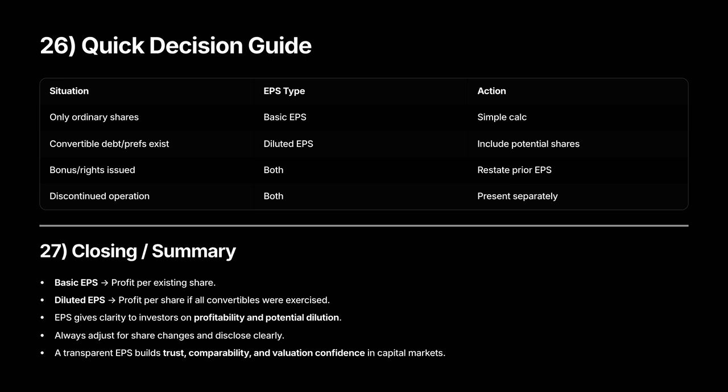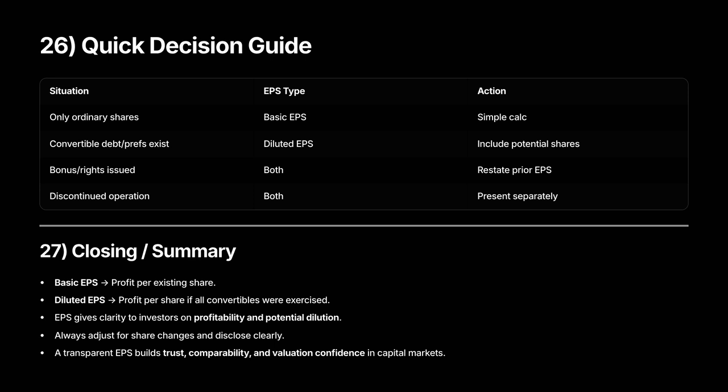26. Quick decision guide. Here's how to decide which EPS to show. If a company has only ordinary shares, calculate basic EPS. If it has convertible debt or preference shares, calculate both basic and diluted EPS, including potential shares. If it has bonus or rights issues, restate previous EPS to keep figures comparable. And if it has discontinued operations, show EPS separately for continuing and discontinued parts of the business.